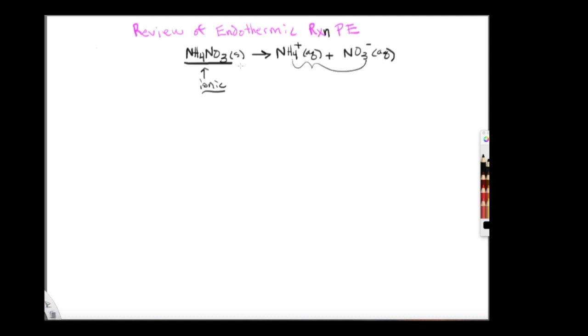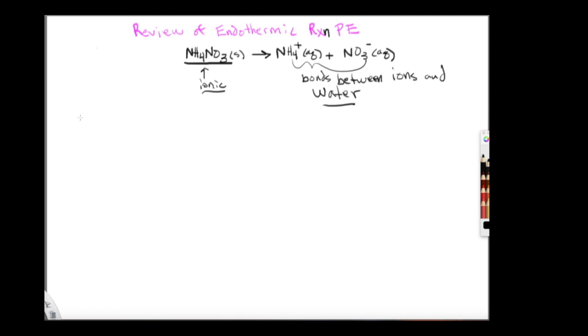We're going to have a change in compositional potential energy because we're going from an ionic bond to bonds between ions and water. So there's a change in the bonding between the ionic compound, where we have an ionic bond, to a new bond which is between the ions and water molecules.